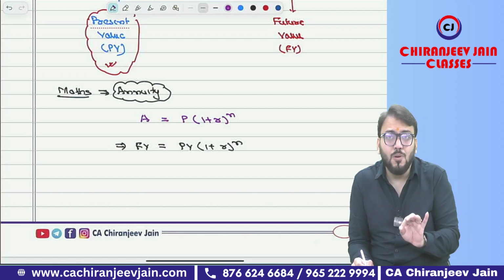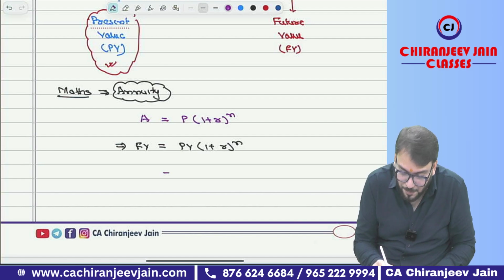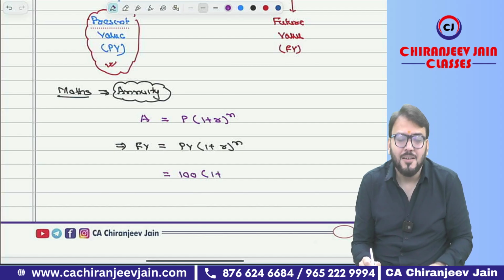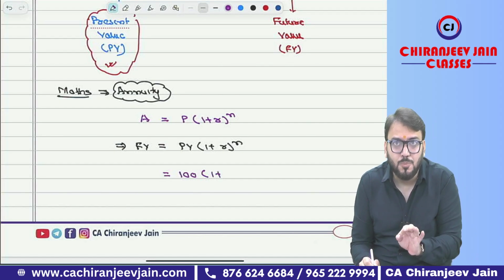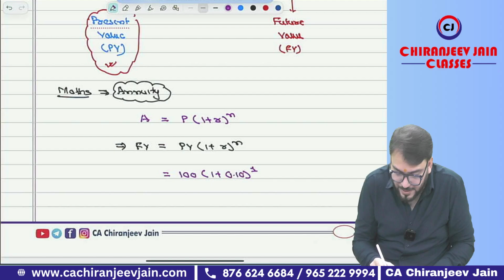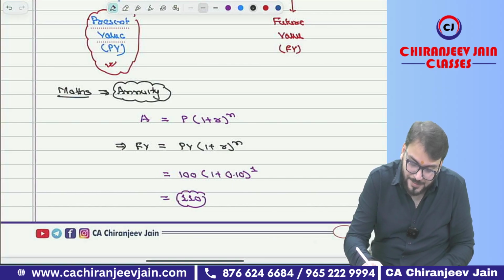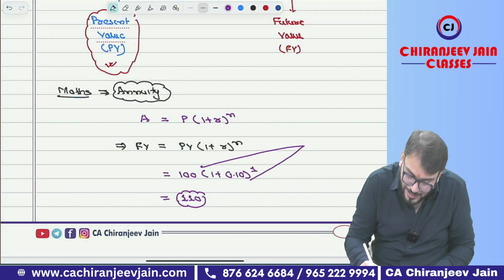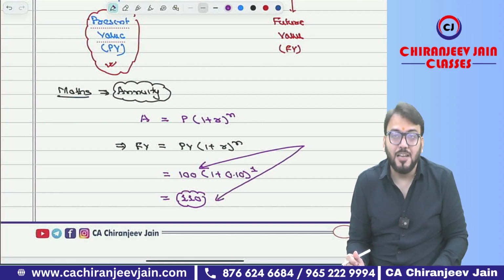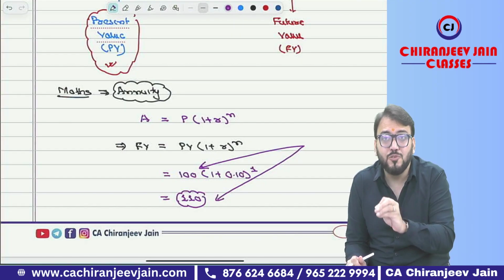Means, if you know present value, you can convert present value into future value by applying this formula. You will do 100 into (1 plus r). R means 10%, 10% means 0.10. So you will say 0.10. And for 1 year, if I apply this, can you see this will become 110 only? You can see you have converted your present value into future value. So we can easily convert present value into future value.